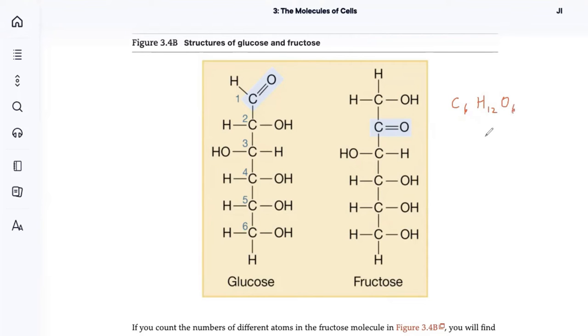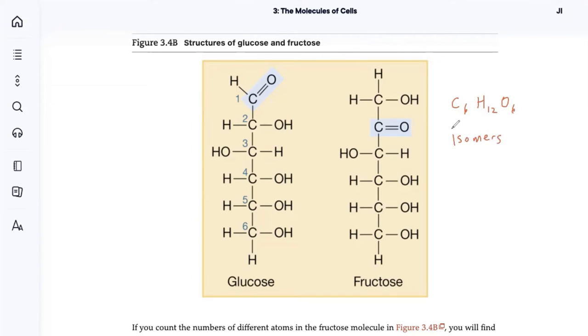C6H12O6 is the formula for both glucose and fructose, right? And so same formula, two different molecules. You can see that they're different molecules because the arrangement of the covalent bonds is different. And so we would call these different isomers.